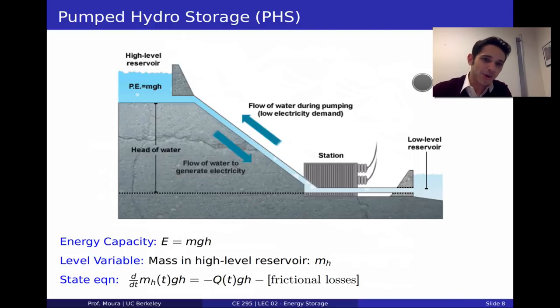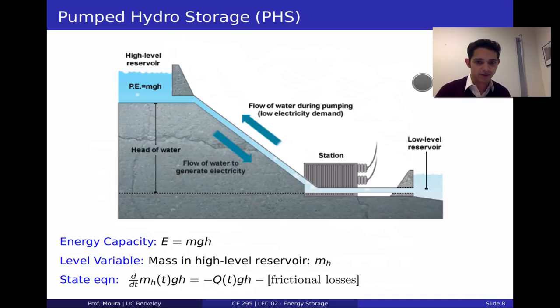Thank you. Great. So the first one I want to talk about is probably the most prevalent energy storage technology in the grid today worldwide. And this is pumped hydro storage. In concept, this is actually incredibly simple. So imagine that you have some elevation change, and you have two reservoirs, one at a lower elevation, one at a higher elevation.